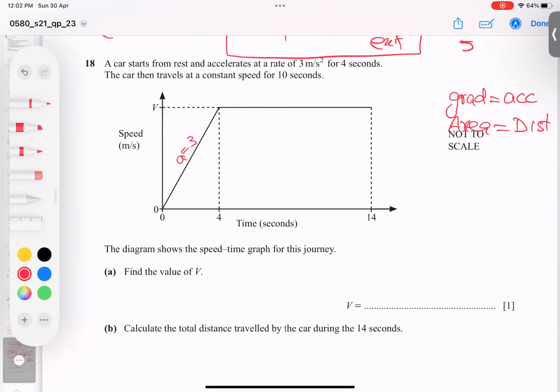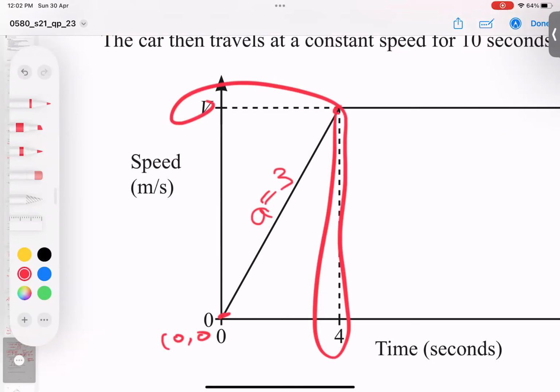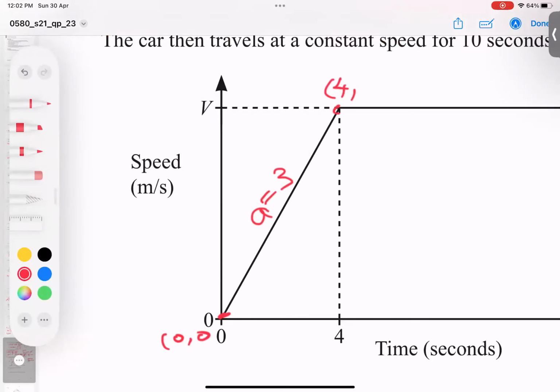He has given us acceleration 3. Short story, he has given us the gradient of this line is 3, and is asking for V. So no issue at all. What is this coordinate, students? 0, 0. What is this coordinate? X is 4, Y is V. So I'm writing again, X coordinate is 4 and Y coordinate is V.